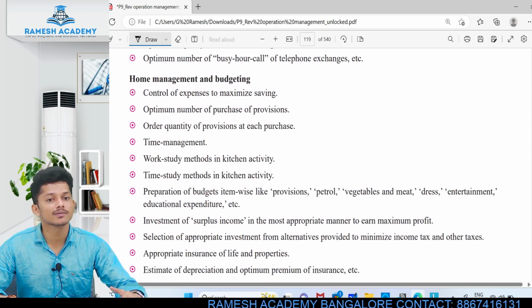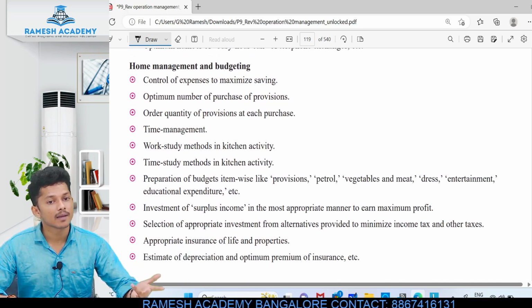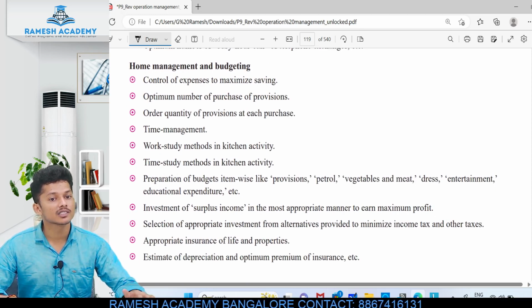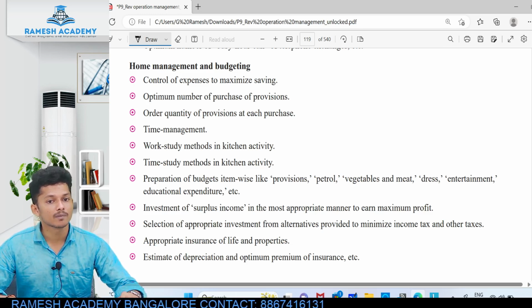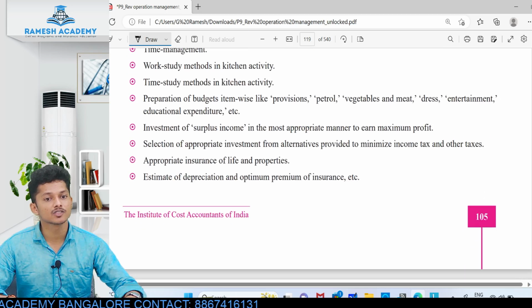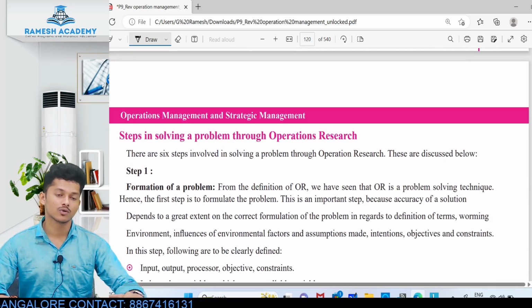Next, home management and budgeting. See, control of expenses mainly, time management, work study methods in kitchen activity, then order quantity, optimum purchases, provisions, surplus income, and then appropriate life insurance policies, properties, estimation of depreciation and the optimum premium of insurance. So those are those. Okay, you understood, right?